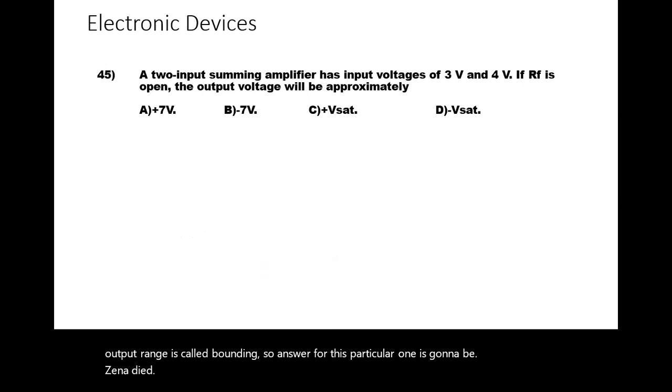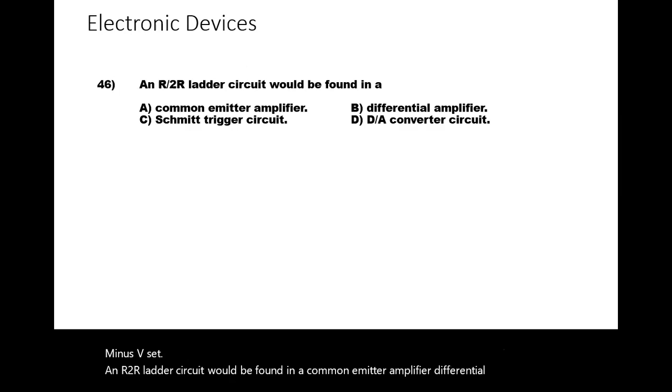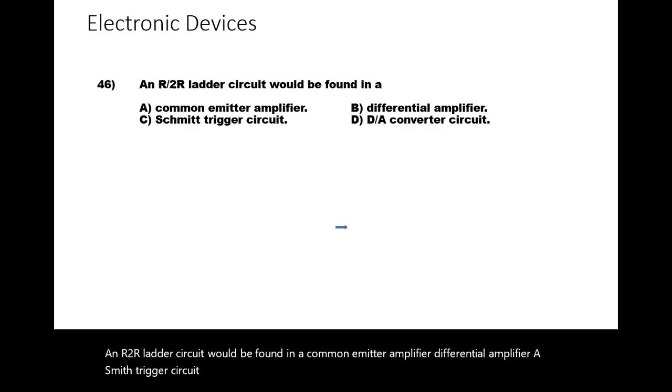A two-input summing amplifier has input voltages of 3 volts and 4 volts. If RF is open, the output voltage will be approximately minus Vsat. An R2R ladder circuit would be found in a common emitter amplifier, differential amplifier, Schmitt trigger circuit, or a D to A converter circuit? A D to A converter circuit.